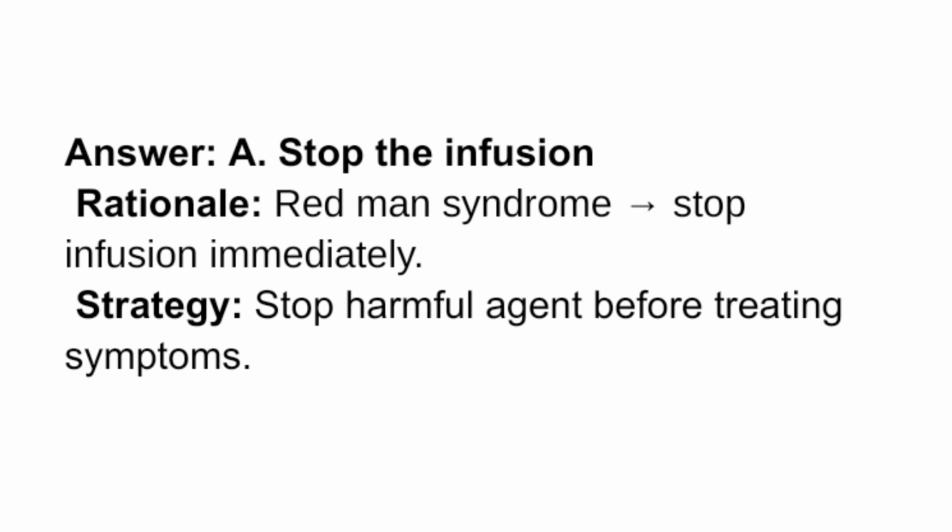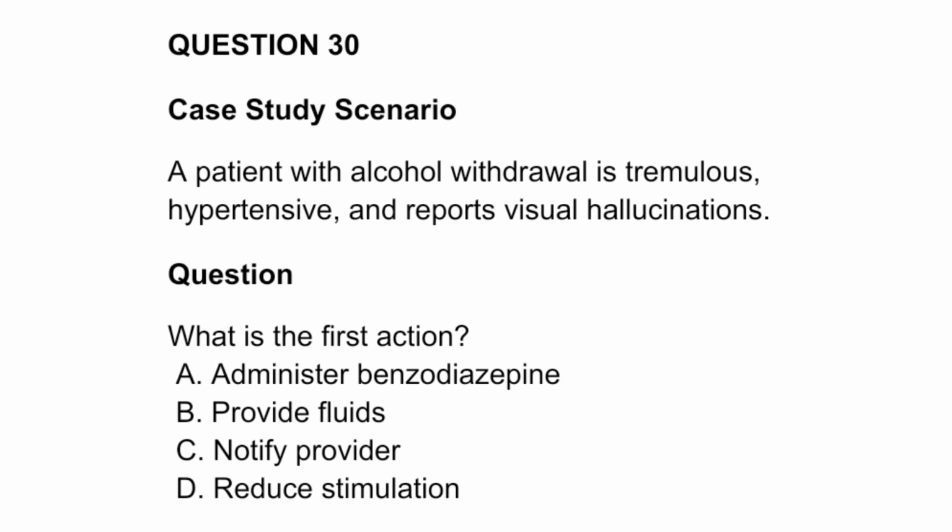Answer: A. Stop the infusion. Rationale: Red man syndrome, stop infusion immediately. Strategy: stop harmful agent before treating symptoms. Question 30. Case study scenario. A patient with alcohol withdrawal is tremulous, hypertensive, and reports visual hallucinations. Question: what is the first action?